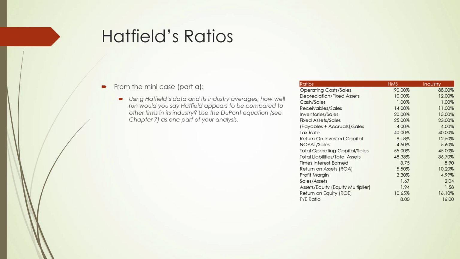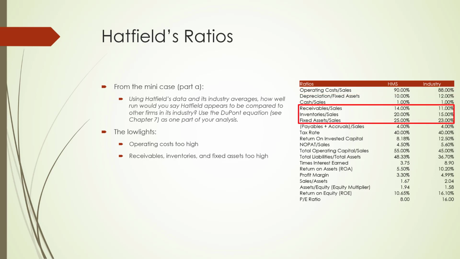But if you take a look at these financial ratios, you can see that Hatfield appears to be poorly run. Their costs are too high, their debt is too high, etc. So here are what I'm calling the lowlights. Operating costs are too high. If you look at operating costs to sales, it's 90% versus the industry at 88%. Receivables, inventories, and fixed assets are also too high. Receivables is 14% of sales versus the industry at 11%. Inventory is 20% of sales versus the industry at 15%. And fixed assets are 25% of sales versus the industry at 23%.